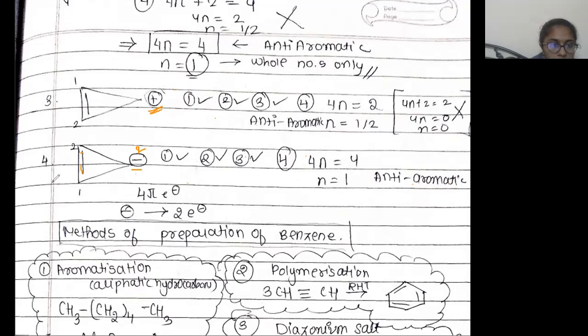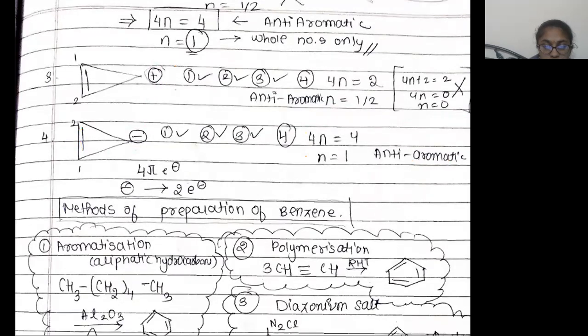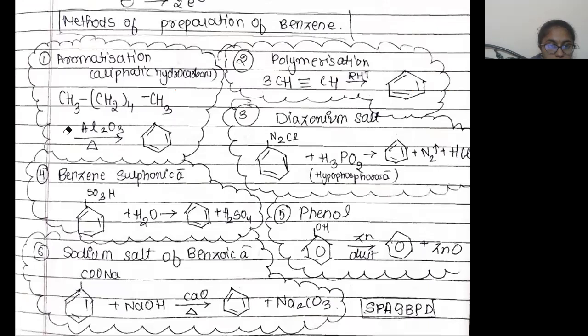Okay. Now coming to methods of preparation of benzene. We are soon going to complete this chapter. We have only 6 methods. First method is aromatization of aliphatic hydrocarbons. So aromatization with Al2O3 in the presence of heat. I'll take CH3, CH2 4 times, CH3. Why 4 times? Count the number of carbon atoms. 6 we want, and 6 we got. Because here I have taken 4 carbon atoms, and outside 2, 5 and 6.